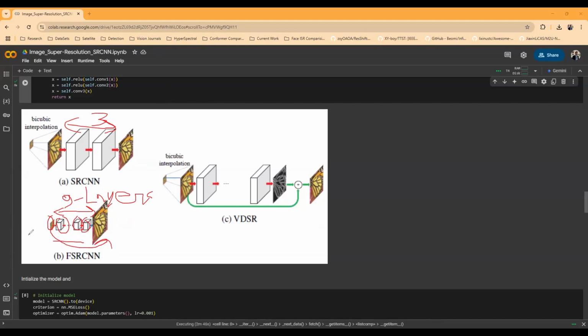So what does it mean? Upsampling at the end reduces the parameter requirement for the model while training. And what does it mean? The model is less likely to overfit. Means it can handle more data, more images, and based on that, a lesser number of parameters, or even the same number of parameters with greater accuracy than SRCNN.